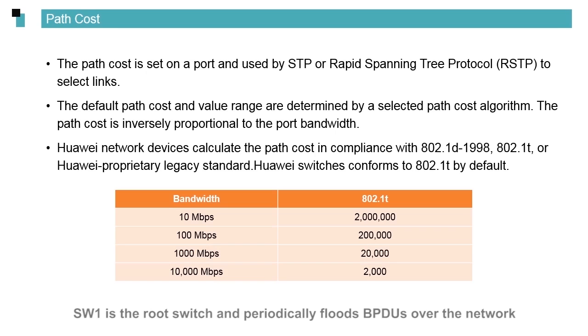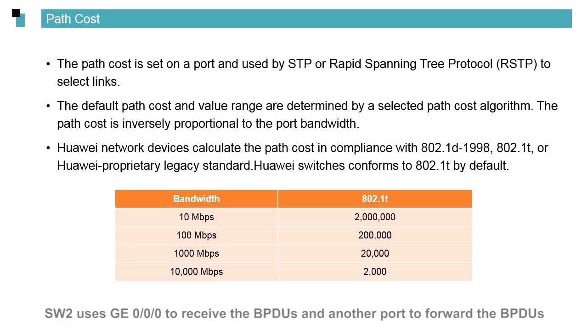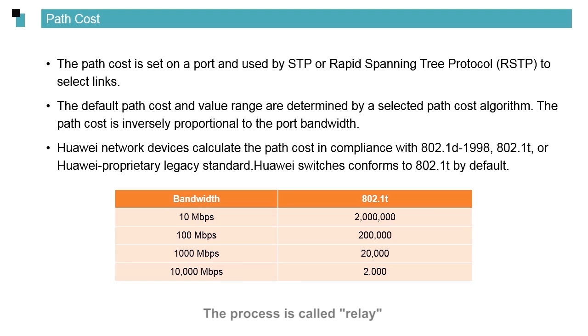SW1 is the root switch and periodically floods BPDUs over the network. SW2 uses GE0/0/0 to receive the BPDUs and another port to forward the BPDUs. The process is called relay. The root ID in a BPDU is SW1's bridge ID, and the bridge ID is SW2's bridge ID. The process on SW3 is similar to that on SW2. The bridge ID is changed to SW3's bridge ID.